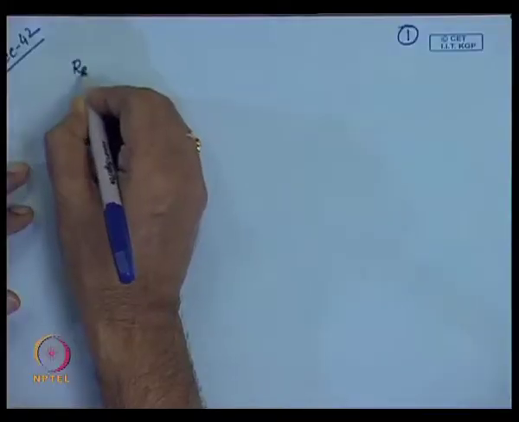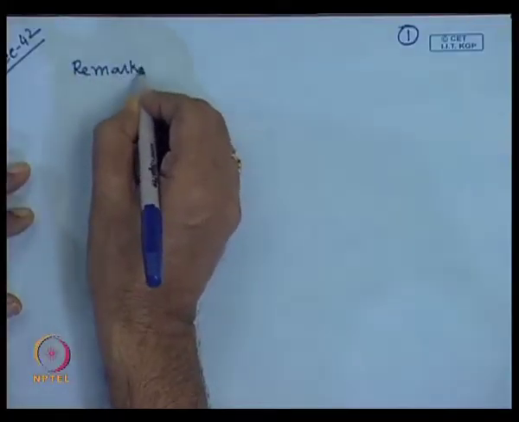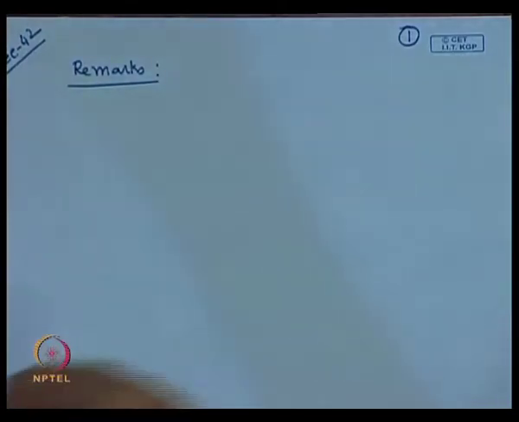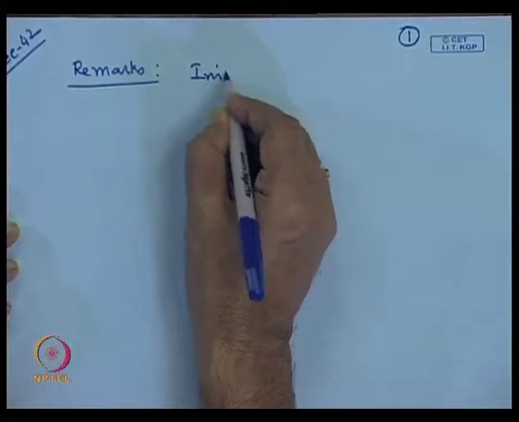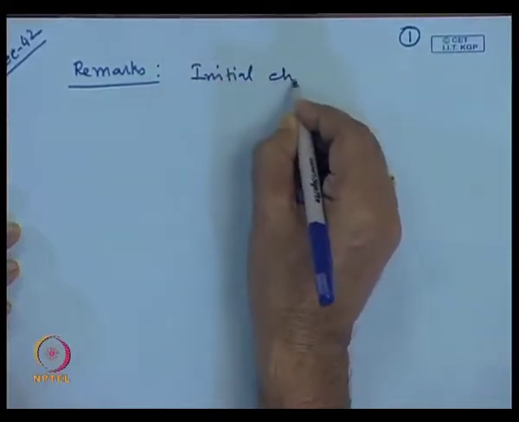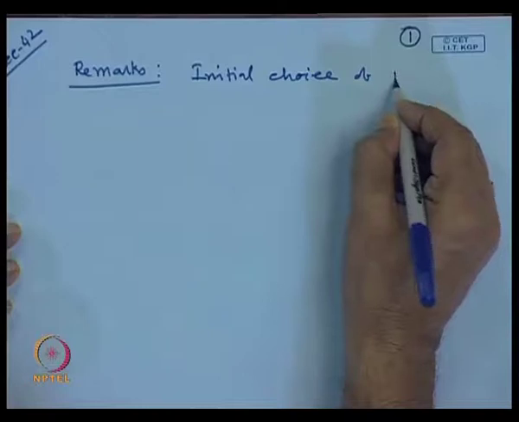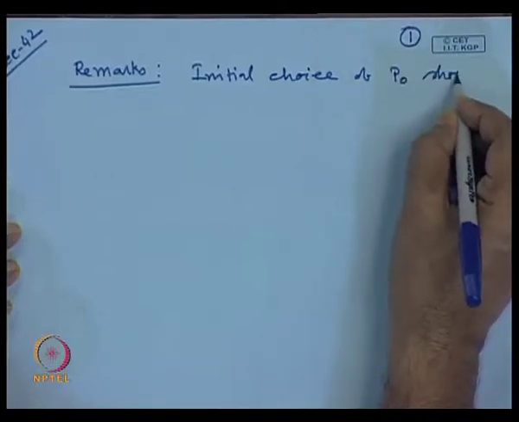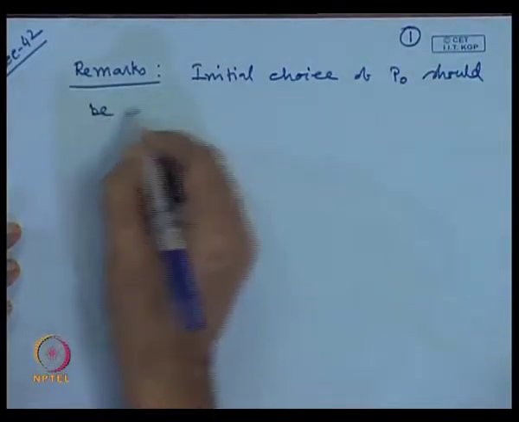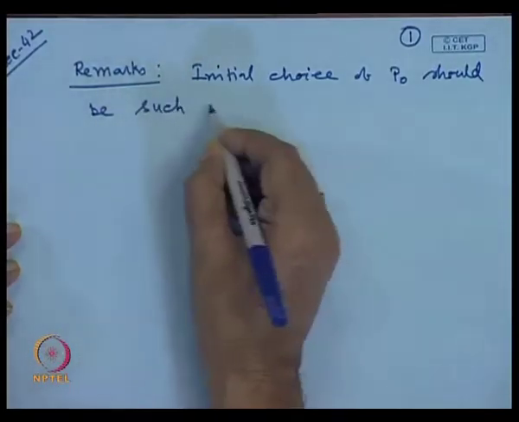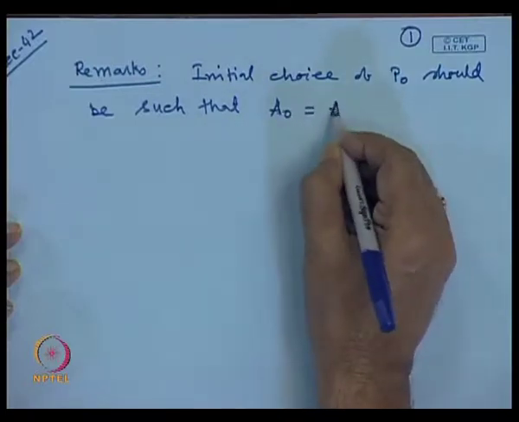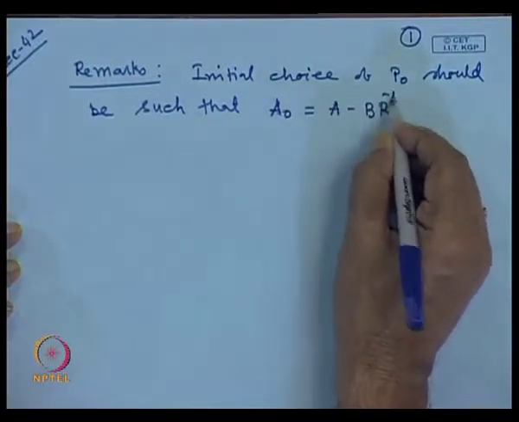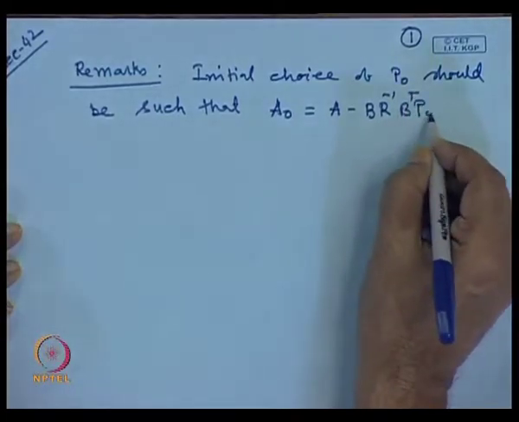Next are the remarks. The initial choice of P, if you recollect what I told you, the initial choice of P 0 should be such that A of 0 is equal to A minus B R inverse B transpose P of 0 is stable.